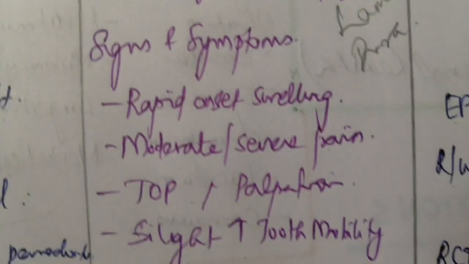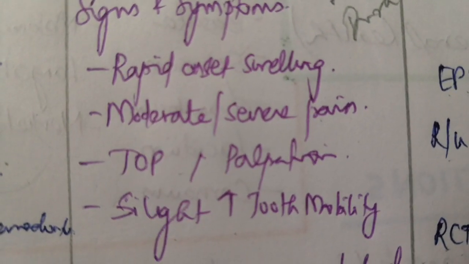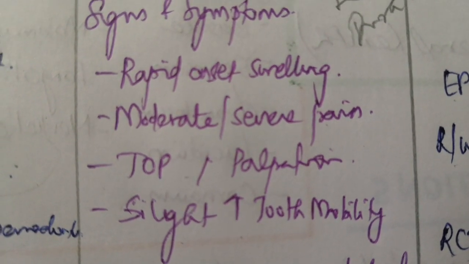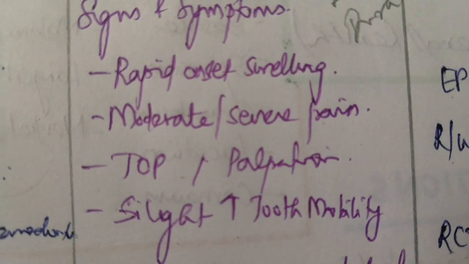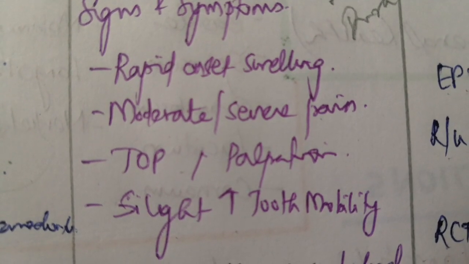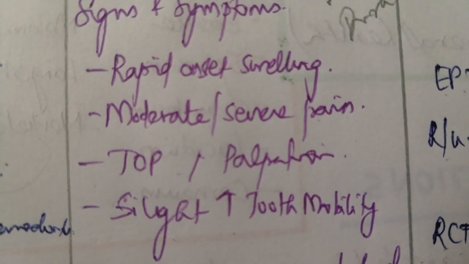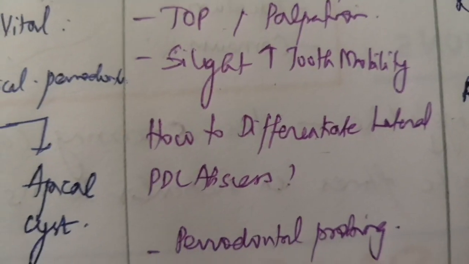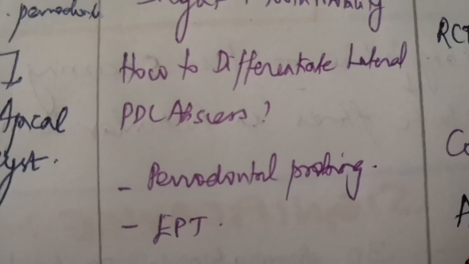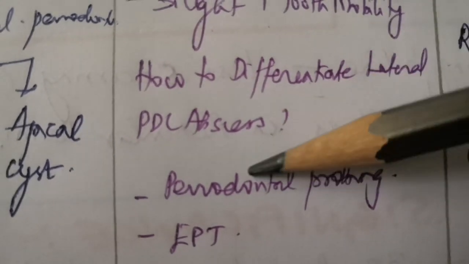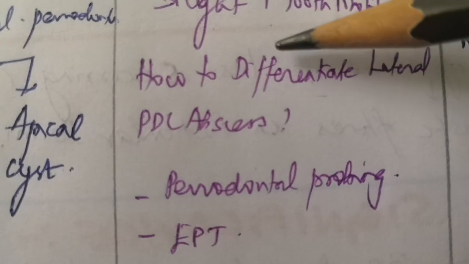Signs and symptoms: in the acute apical abscess, there will be a rapid onset swelling, severe to moderate pain, and tenderness on percussion, or there will be tenderness on palpation also. There will be a slight increase in tooth mobility. So, how can we differentiate it from the periodontal abscess? This is also an abscess, the periodontal abscess, but how can we differentiate it from the acute apical abscess?